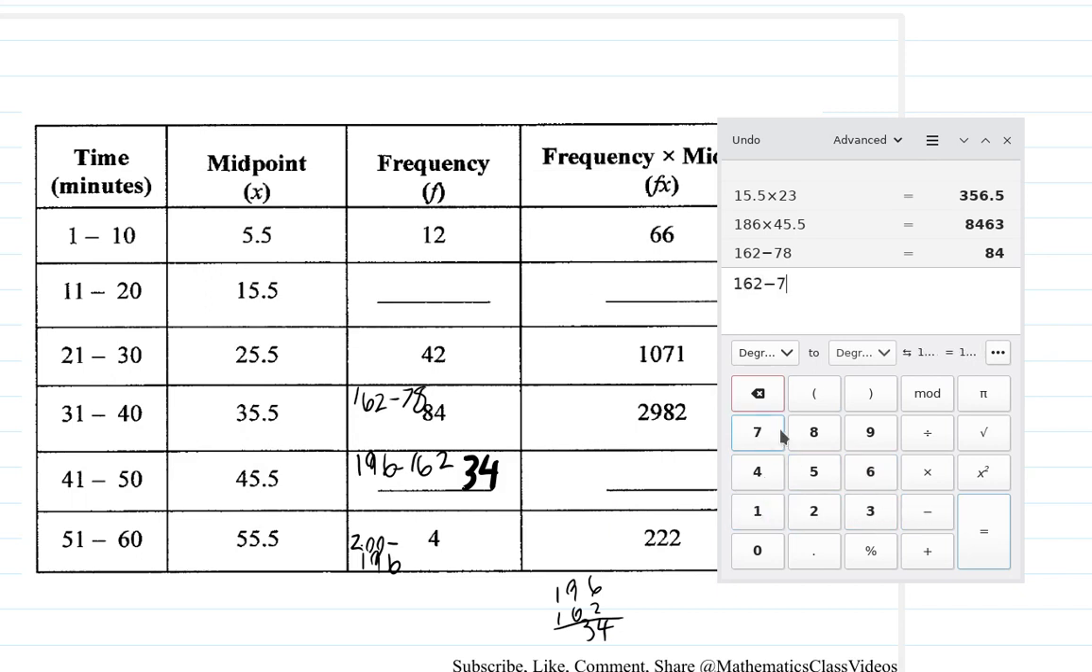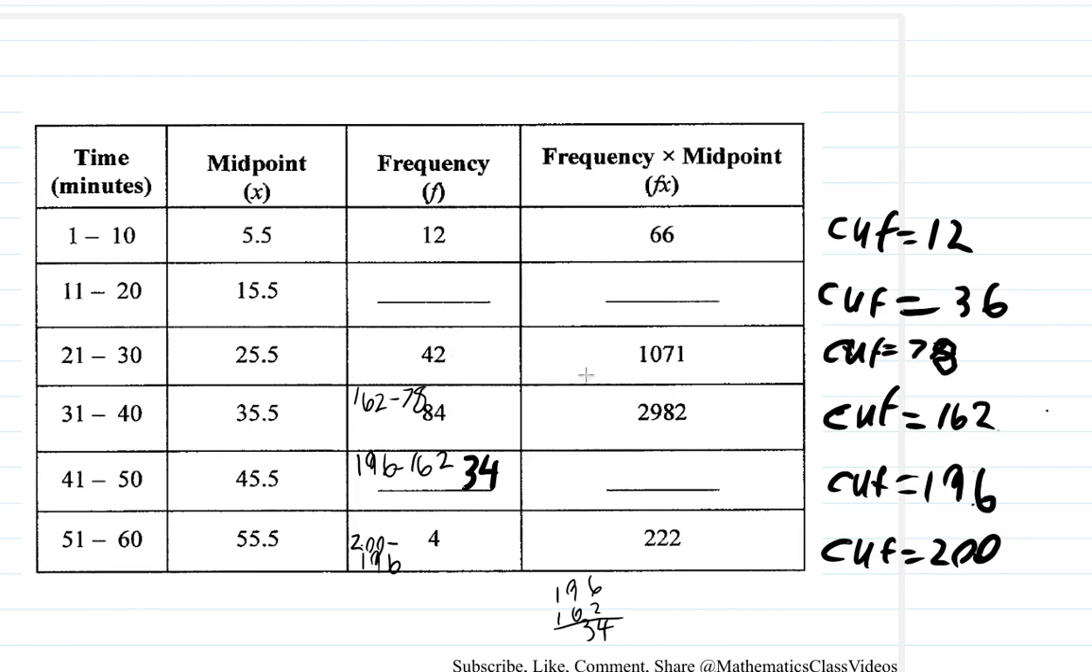162 minus 78 equals 84. You see that? Now, here, the 42 you should get from this cumulative frequency of 78 minus the previous cumulative frequency of 36. So 78 minus 36 is what? 8 minus 6 is 2, 7 minus 3 is 4. Alright, it's 42. You see that?